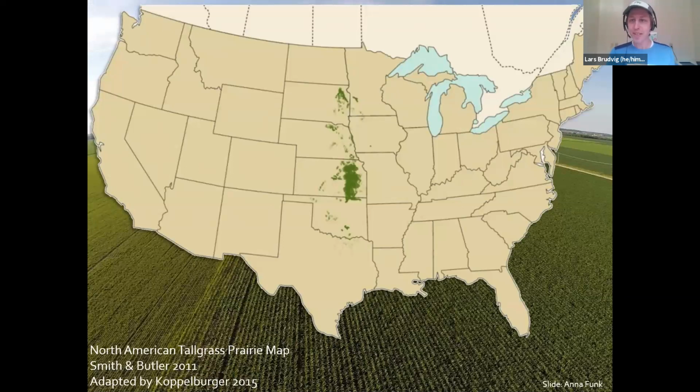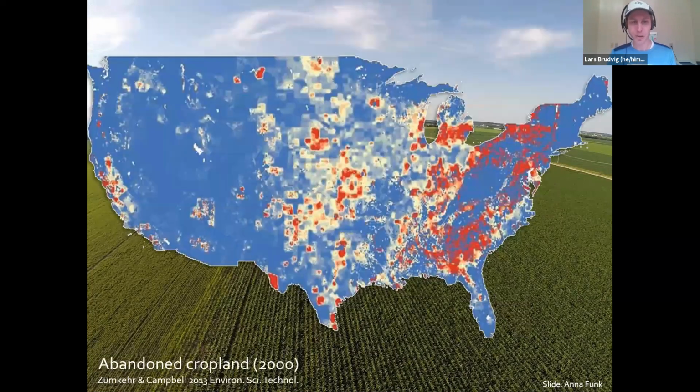At the same time, we've been seeing this additional interesting pattern. While we've been seeing conversion of ecosystems like prairies for agricultural lands, we've also been seeing the abandonment of agricultural lands, for a variety of different reasons, including losses of fertility. What this map shows is a heat map of abandoned cropland as of the year 2000 in the United States, where redder colors are areas with more abandoned cropland.